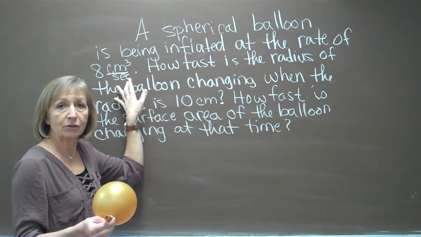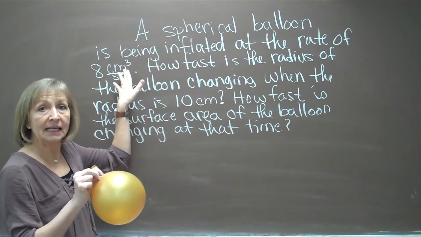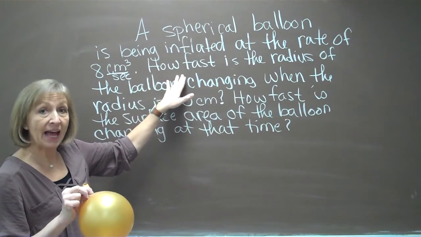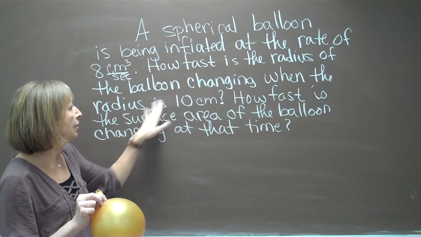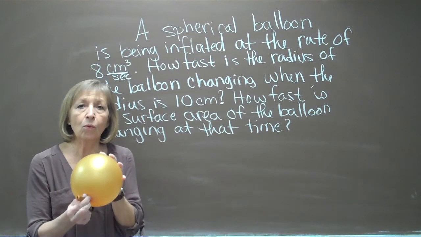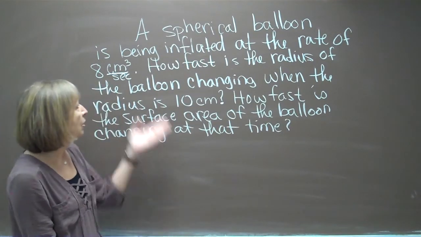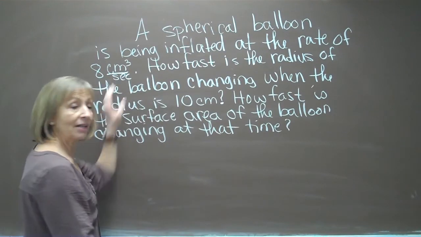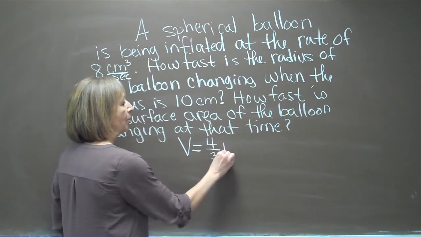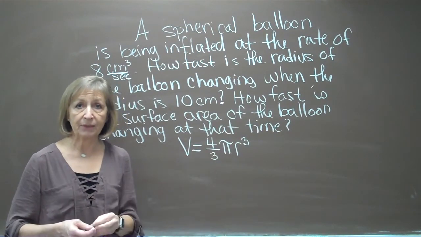of 8 cubic centimeters per second. So as that air is being blown in, it's changing the volume of the air in the balloon. Now it says, how fast is the radius of the balloon changing when the radius is 10 centimeters? So with this, we want to look at, what is the relationship between the volume of a sphere and the radius of the sphere? Because that is what we're talking about in the setup. It gives us our volume formula that we need to use, which is the volume of a sphere is 4/3 pi r cubed. And this formula just has the two variables that we need to work with.